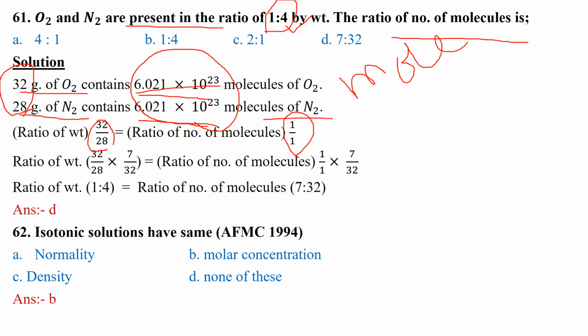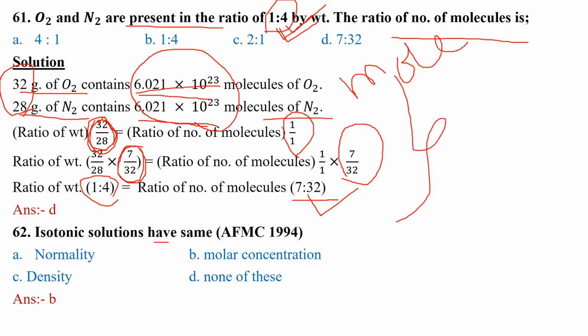1:1, this is simple. Then we have to convert this ratio of the weight to 1:4, because in the question 1:4 is given. So we convert this ratio of weight into 1:4 by multiplying by 7/32, right? Multiplying 7/32 with 32/28 gives 1:4. And here also we have to multiply 1 by 1 by 7/32. The answer will be 7/32. If the ratio of the weight is 1:4, then the ratio of the number of molecules will be 7:32, according to this concept.